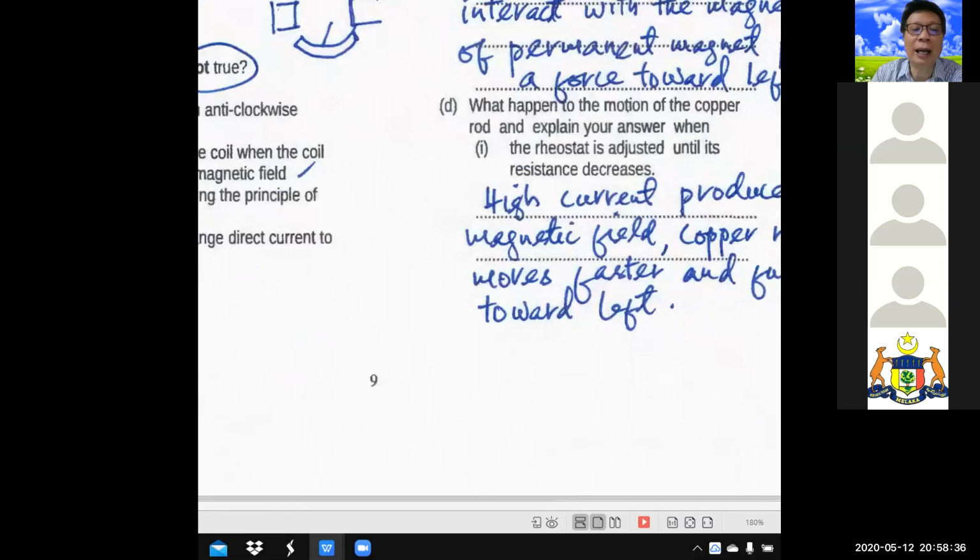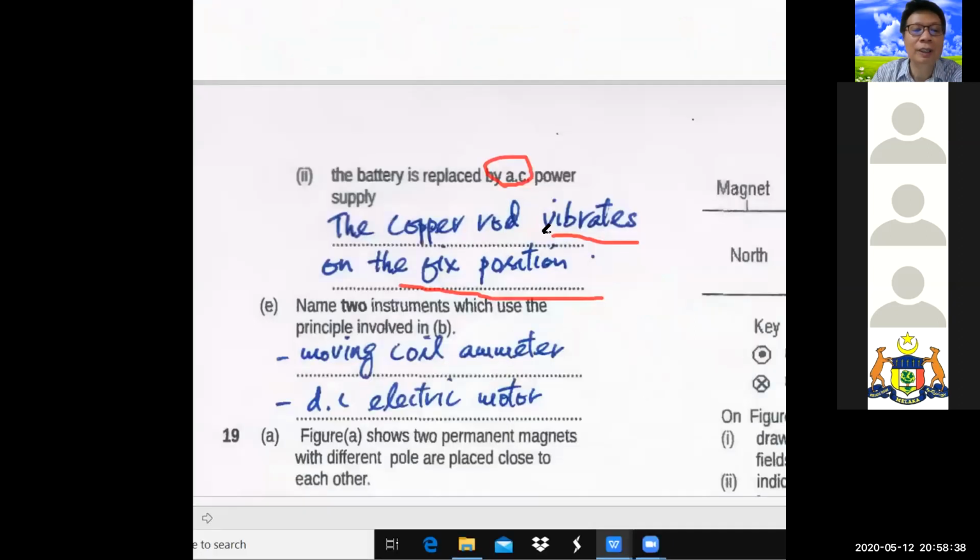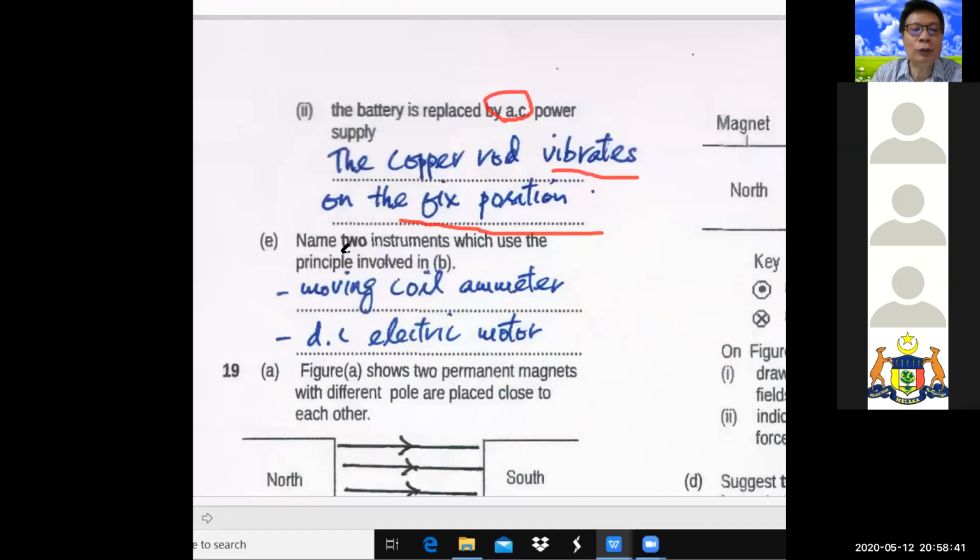So vibrate only. Okay? Now, two instruments which use the principle involved, using the magnetic force to work. You have learned moving coil ammeter and DC electric motor, right? Simply give any two out of four: moving coil ammeter and DC electric motor. You can give these as examples. That is question number 18.